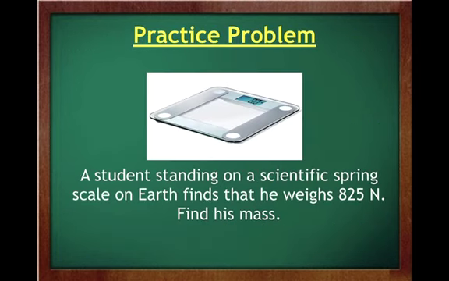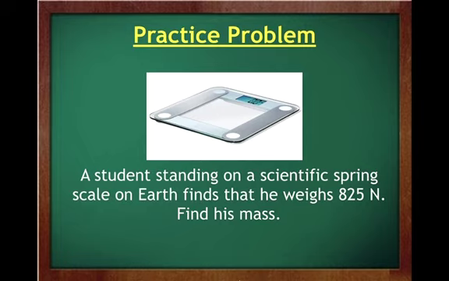All right, let's do another practice problem here, this time manipulating the formula. So in this case, assume a student is standing on a scientific spring scale on Earth and finds that he weighs 825 newtons. Okay, so spring scales are measuring devices that measure the force of an object in newtons. It doesn't actually measure a mass in this case. So this person stepped on a scientific spring scale and has gotten a weight in newtons, and our job is to now find his mass.